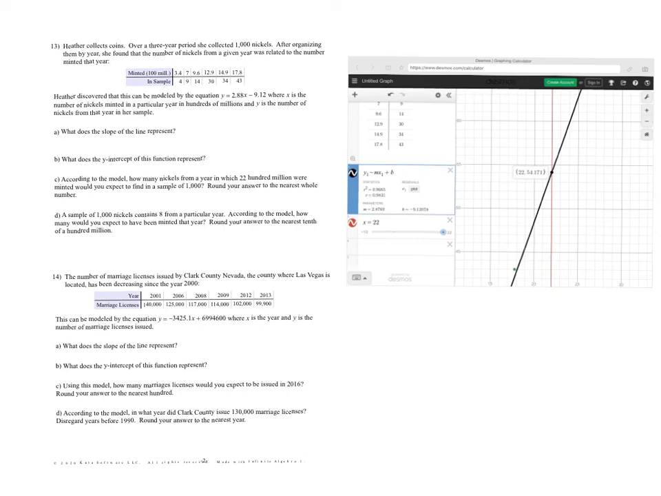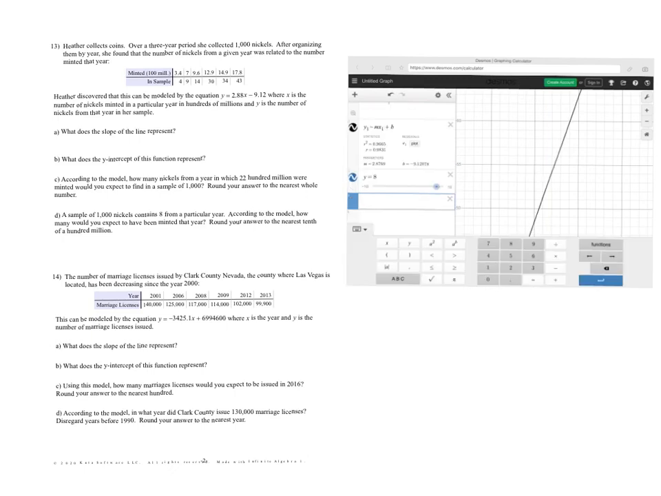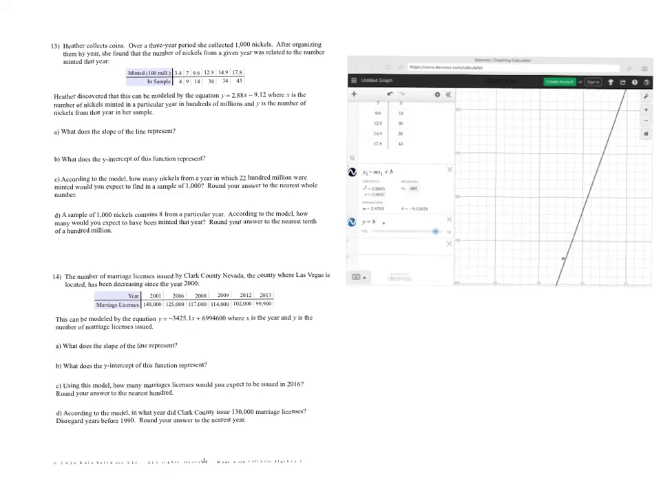Now, the next one's a little bit trickier. It says a sample of 1,000 nickels contains 8. This is a y value. They're wanting to find an x value with this one. So I'm going to go back to my Desmos here. I'm going to type in a y value instead of an x value. So I typed in y equals 8. And I'm going to go looking for that y value.